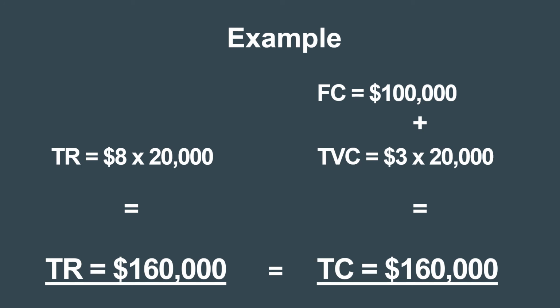To find our total costs, we would find our total variable costs. So to make 20,000 pizzas at a cost of $3 per pizza, our total variable costs would be $60,000. And our total fixed costs are our costs that do not vary with production. So our total costs are our total variable costs plus our total fixed costs, which would then equal $160,000. And that is our break-even point, the point where our total revenues equal our total costs.